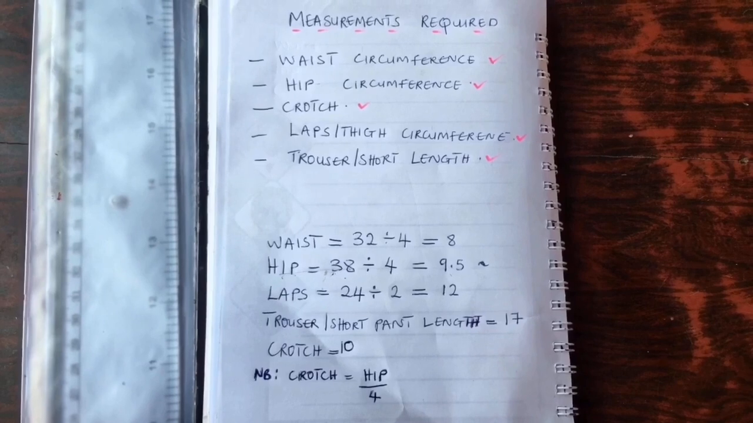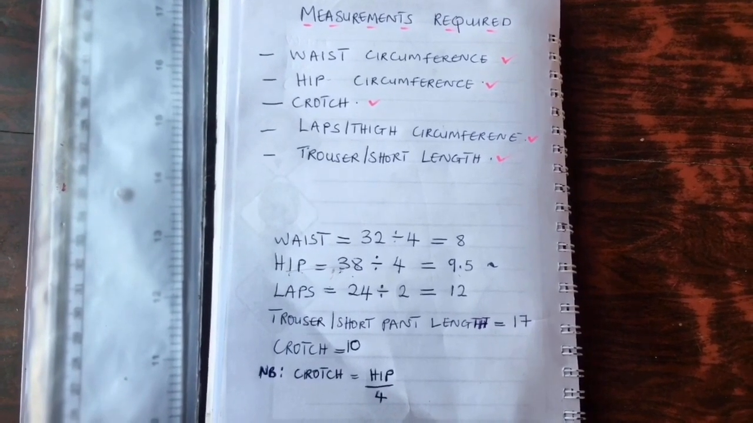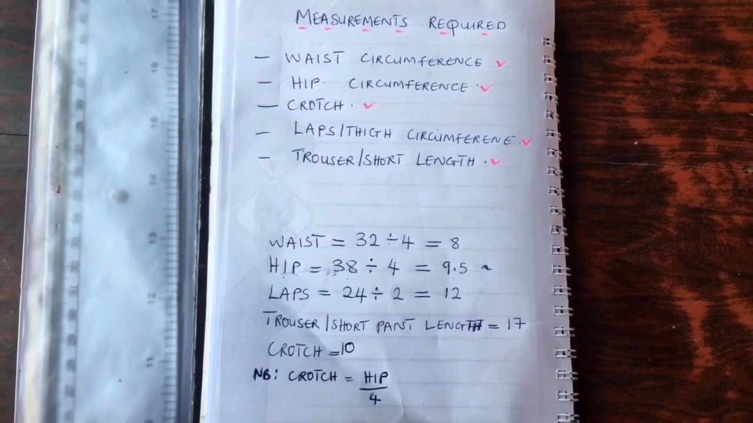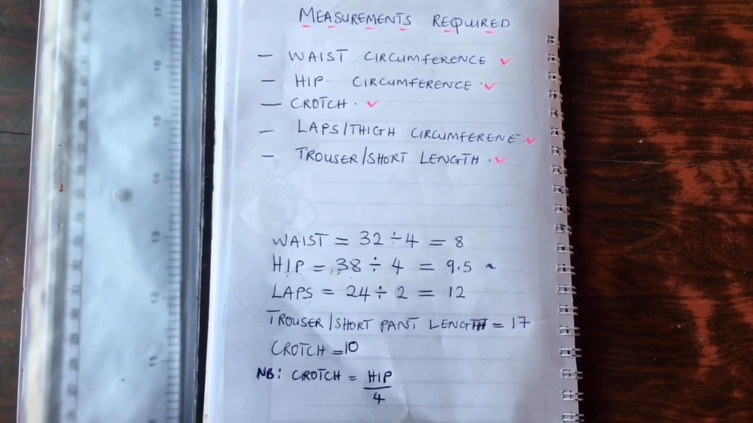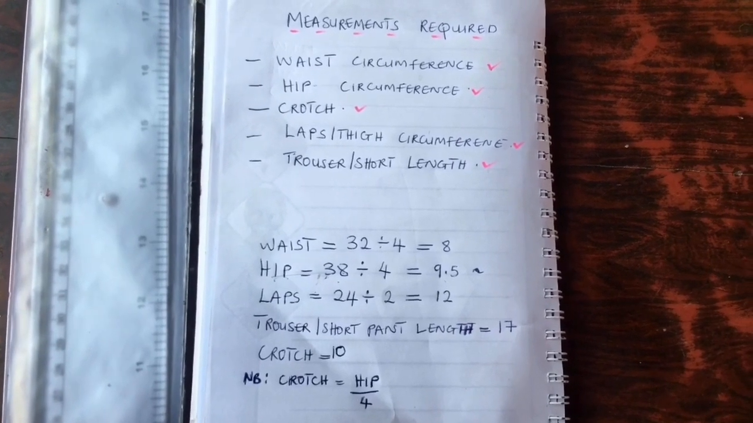So these are the measurements required for this tutorial: the waist circumference, the hip circumference, the crotch, the lap or thigh circumference, the trouser or short length, and then below are my measurements. Remember to get your crotch, your hip divided by 4.